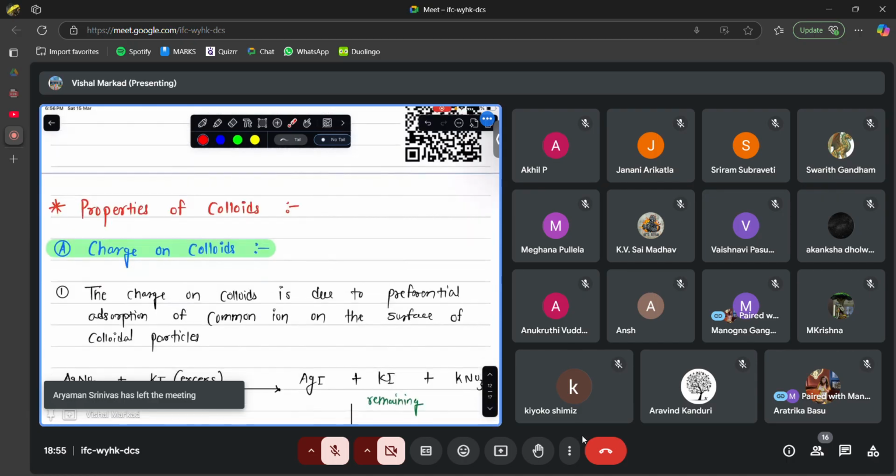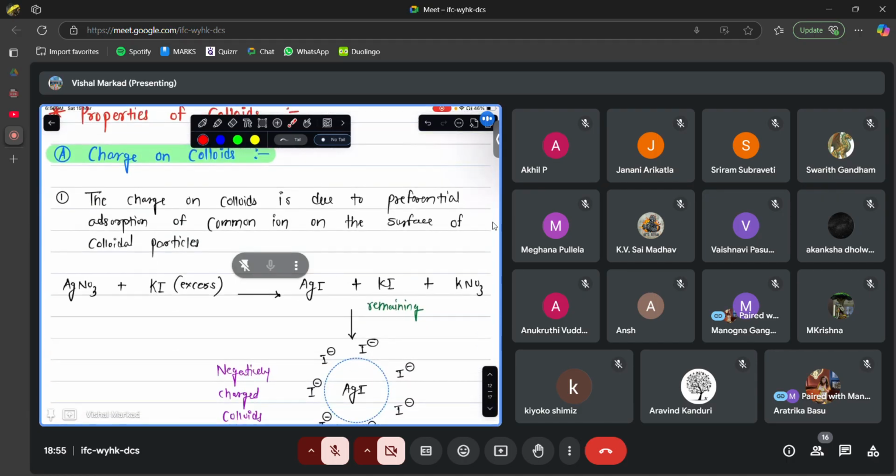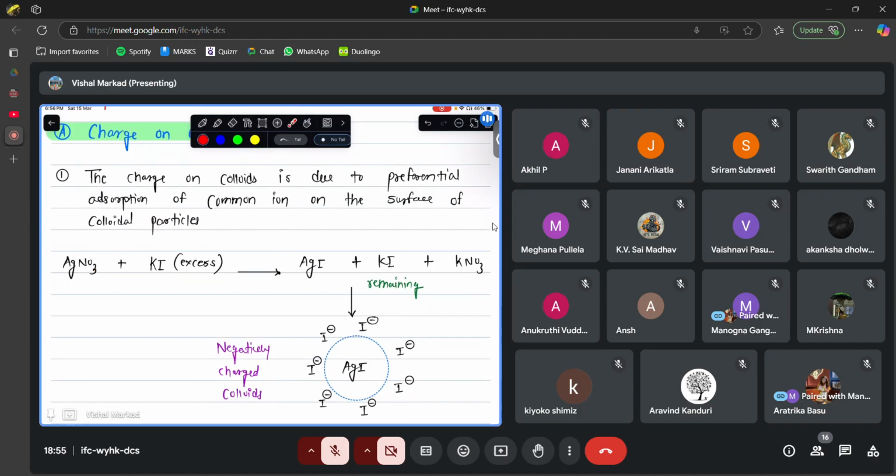Now, properties. Charge on colloids. The charge on the colloids is due to the preferential adsorption of common ion on the surface of the colloidal particle. Look at it. We have AgNO3 and KI. We know silver has a higher affinity for the halides to form a precipitate. So when AgNO3 is treated with KI, which we have taken in excess, what will happen? Iodine will move towards Ag and form AgI. Another thing that will form is KNO3, and some KI will remain because we have taken it in excess.